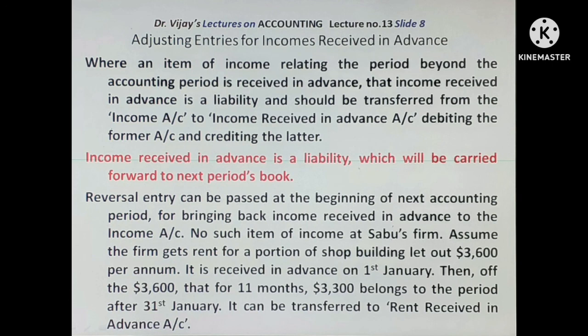Assume the firm gets rent for a portion of shop building let out, $3,600 per annum. It is received in advance on 1st January. Then, of the $3,600 received, that for 11 months, that is $3,300, belongs to the period after 31st January. That cannot be shown as income in the profit and loss account for 31st January. It should be transferred to rent received in advance account and a reverse entry passed in the subsequent period.